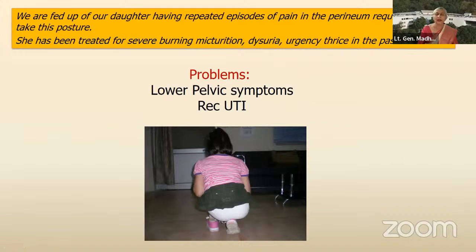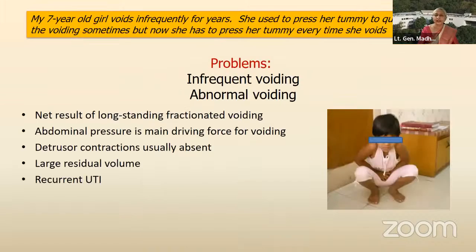Whereas this girl, the parents had brought her to me for recurrent urinary tract infections. She would squat and take this position using her heel into the perineum, and was continuously on antibiotics for dysuria, urgency. In fact, when they came to me in the last six months, she had 3 of these symptoms.